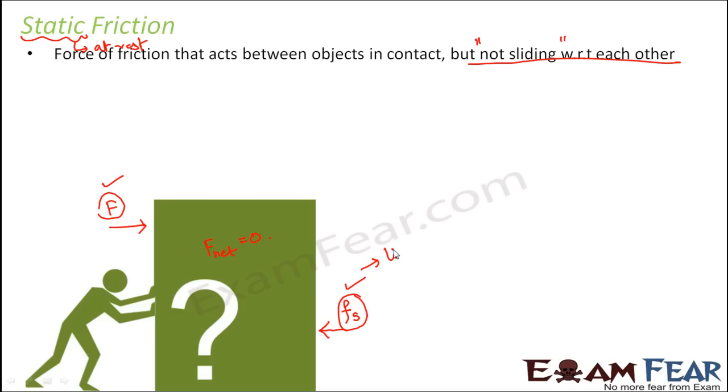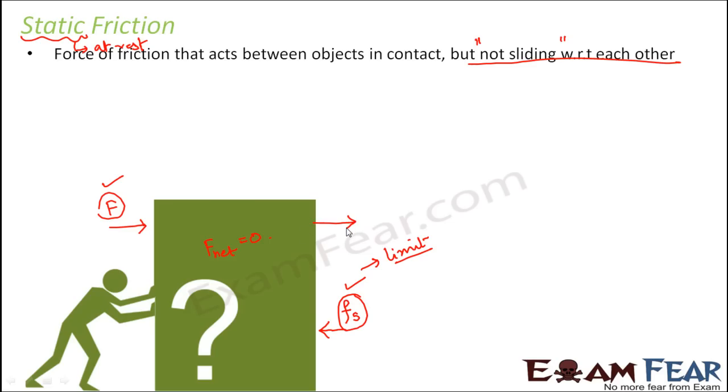So there is a limit up to which Fs can increase. So static friction will increase only up to a certain limit. After that it will not increase. So what will happen after that? Capital F will increase. So a point will come. Once this Fs reaches its maximum limit, after that what will happen is capital F will become greater than Fs. Now when capital F is greater, the box will start moving in this direction.